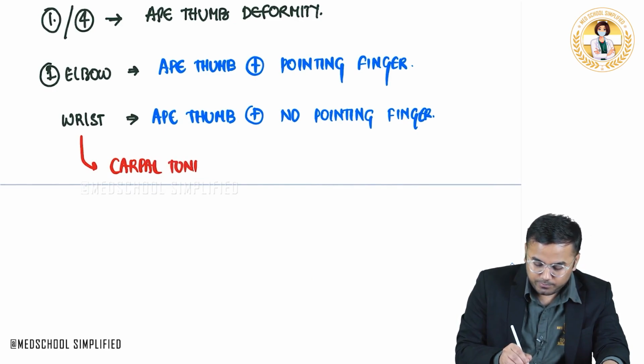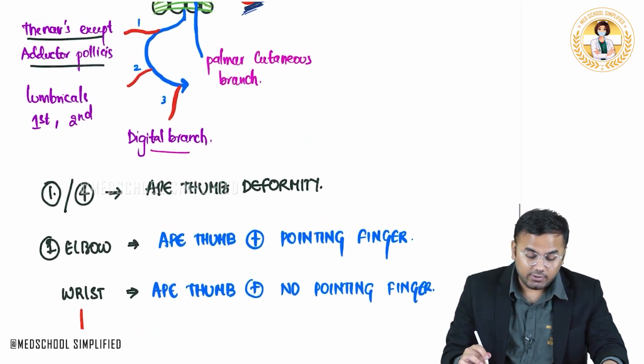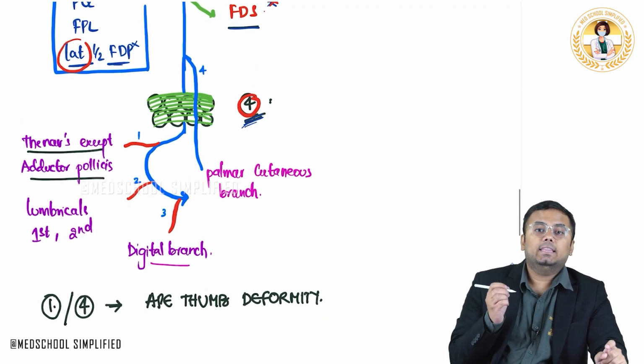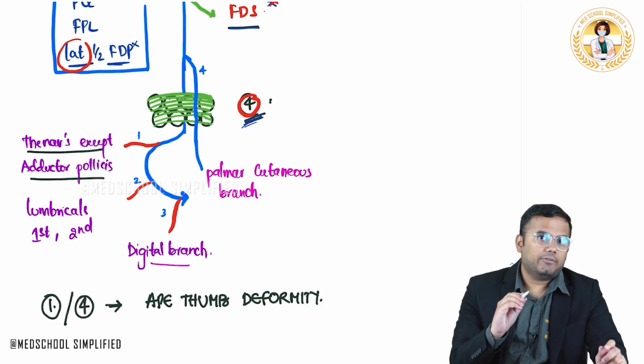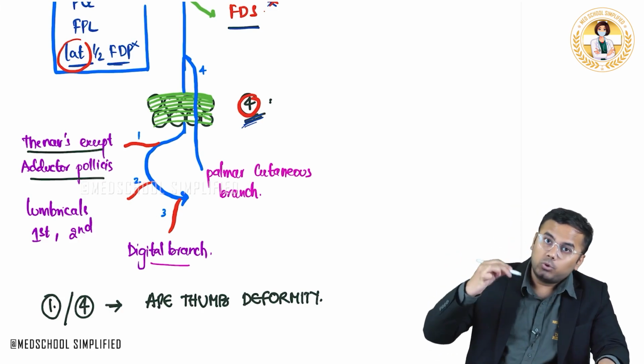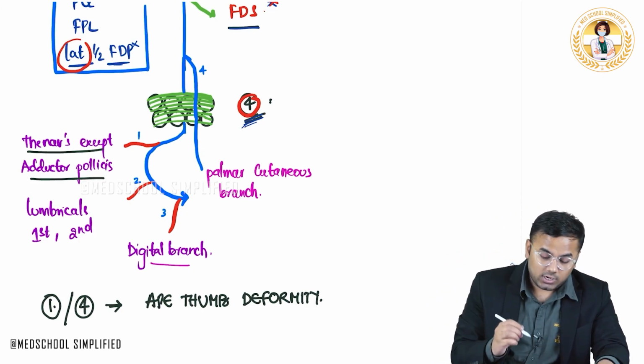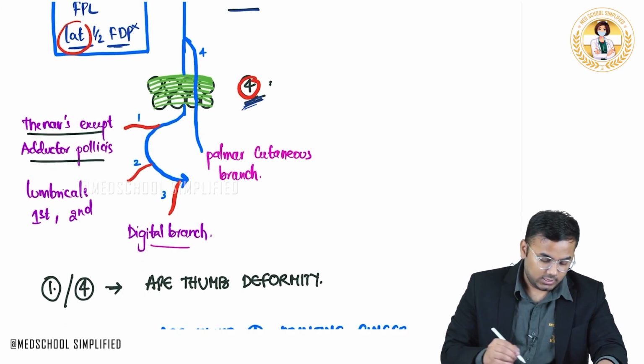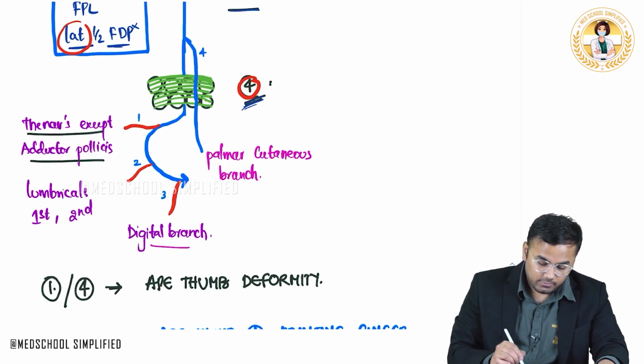Carpal tunnel syndrome. So if a patient is having injury at the level of carpal tunnel, what will happen? Anything that is passing below the tunnel will be affected, but anything that is passing above the tunnel will not be affected. So what are the things that are passing below the tunnel? Thenar muscles except adductor pollicis, first two lumbricals and digital branches.